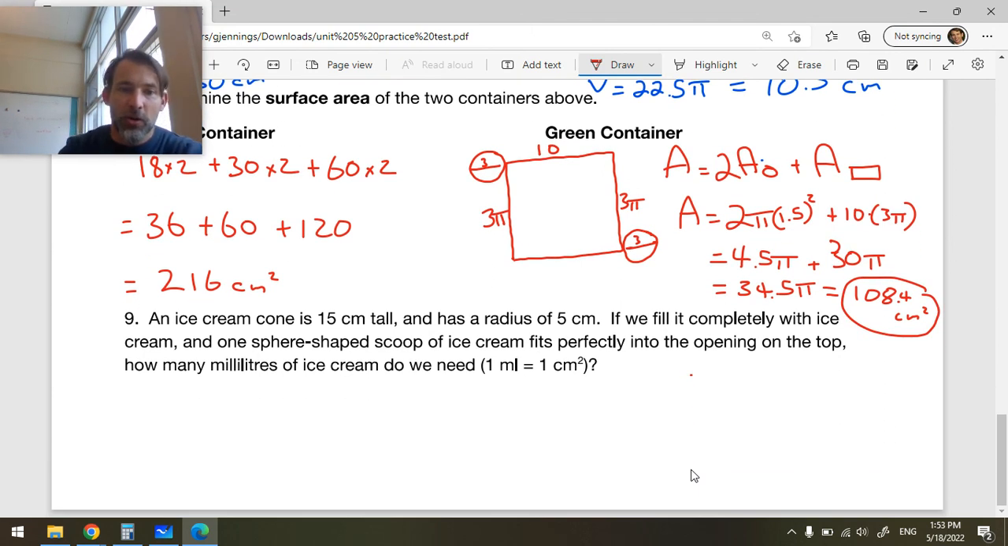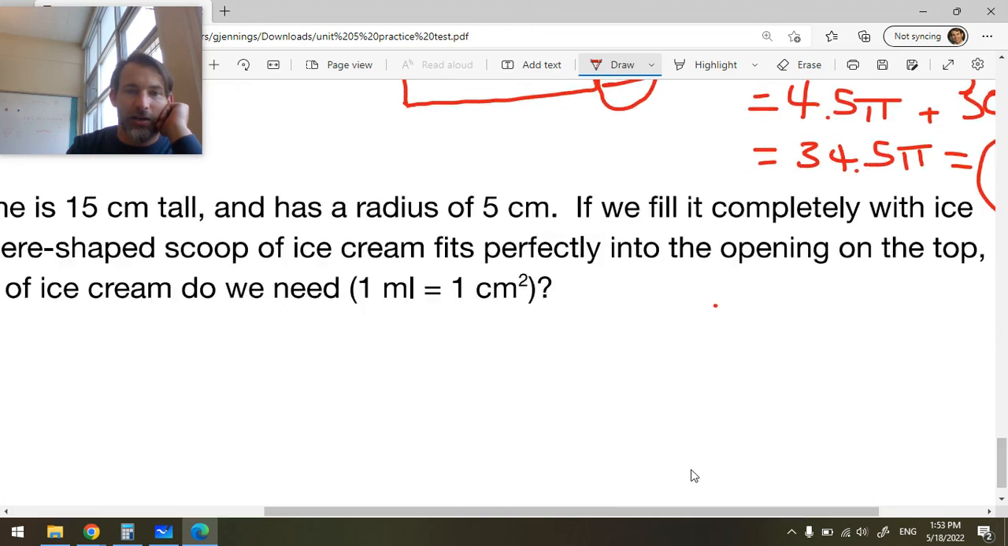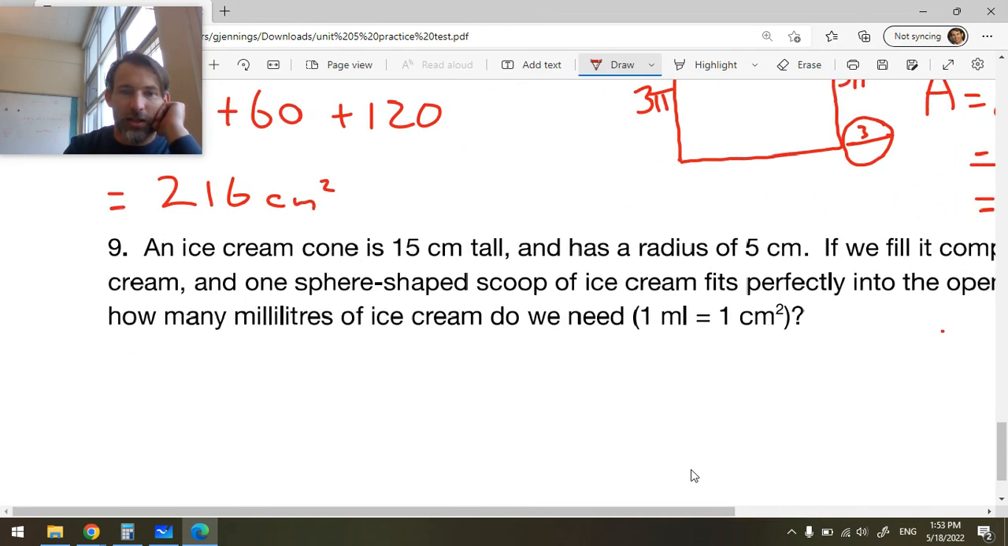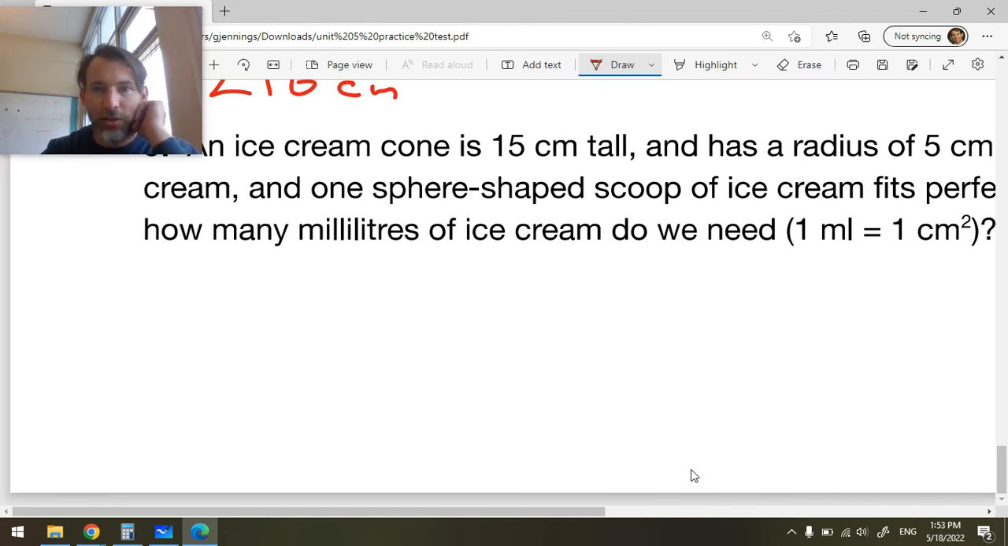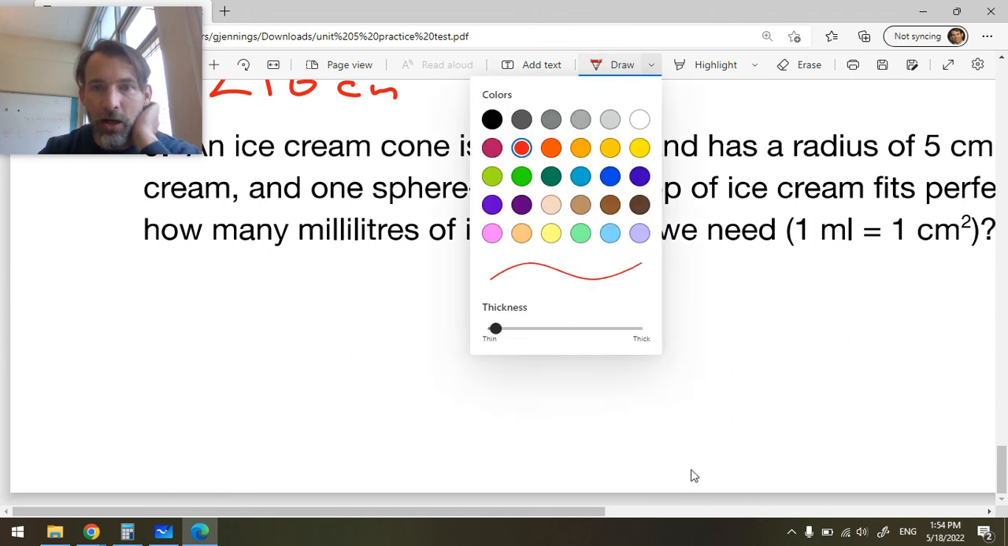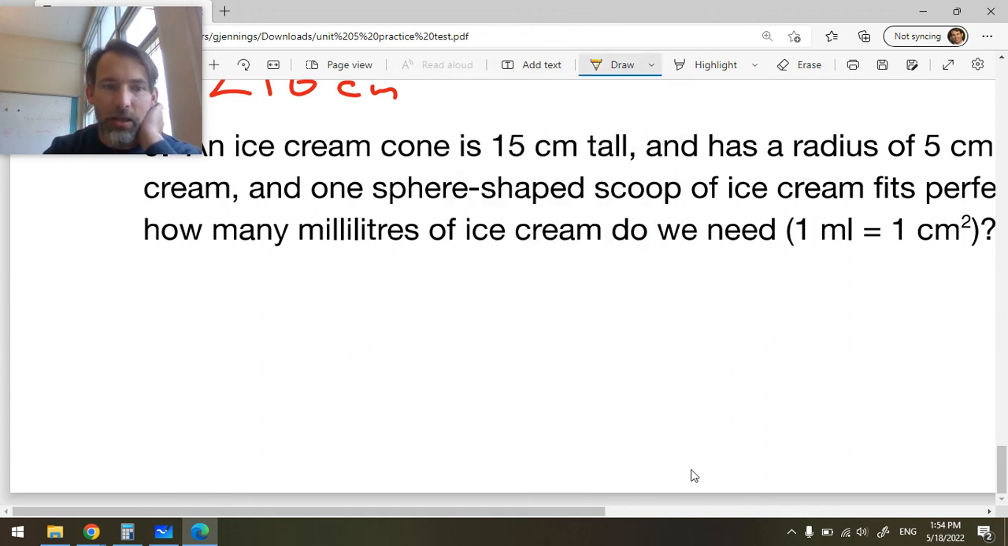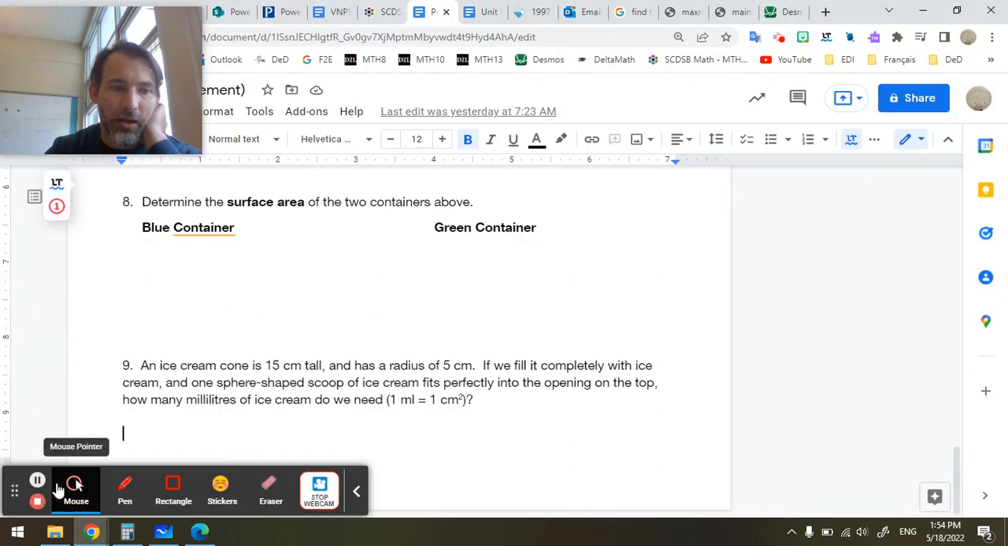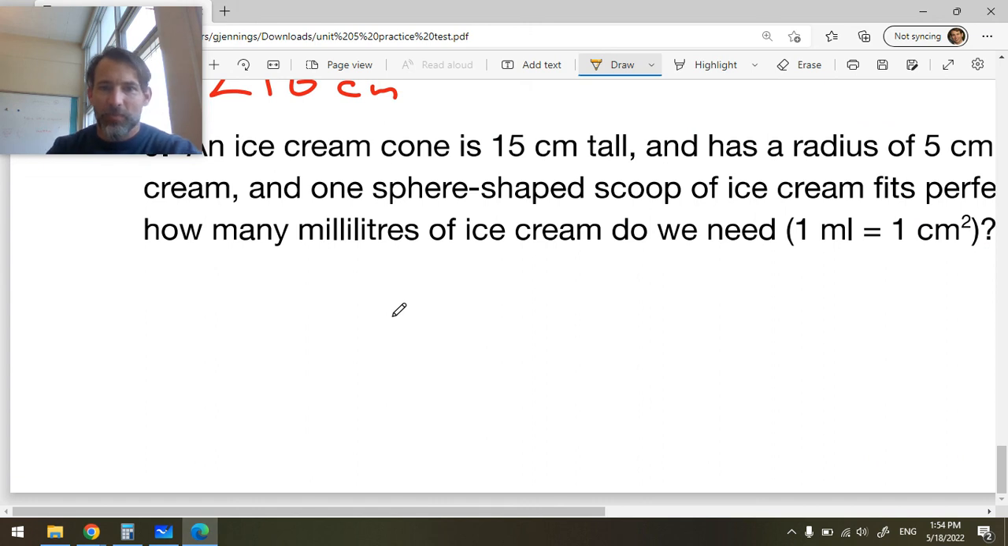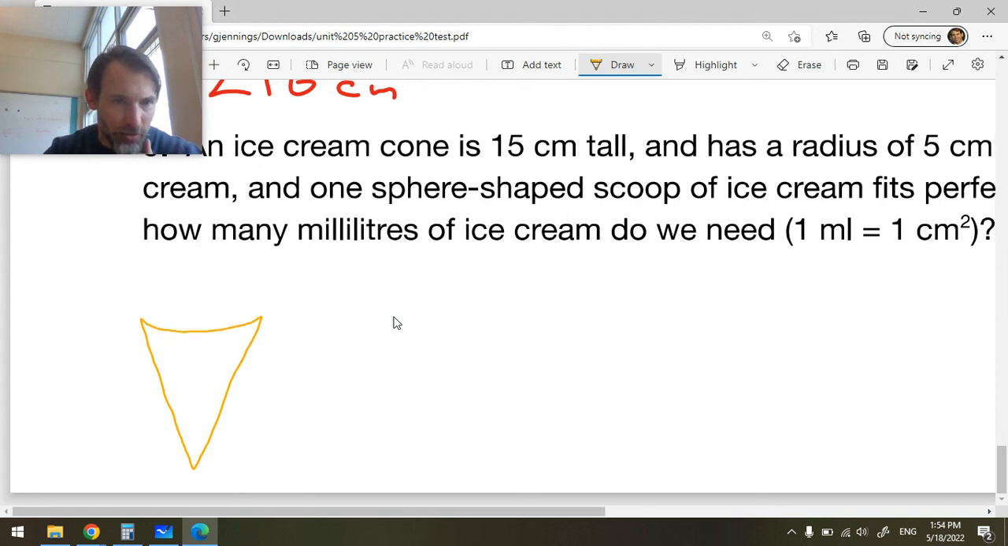This last one, an ice cream cone. This really demands that you draw a diagram, okay? So I'll draw you a nice diagram here after I zoom in and make this a little smaller. I get my ice cream cone color, and make this super thin. Okay, carrying on. So here's our ice cream cone. It sits like that.